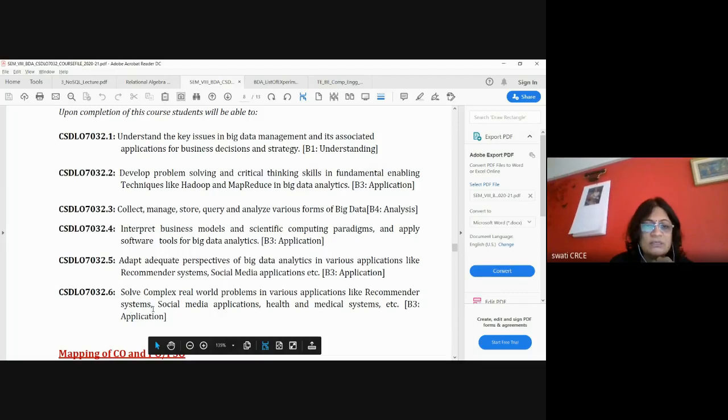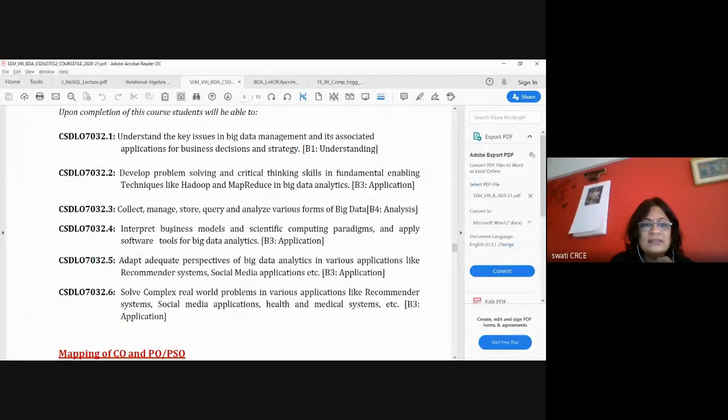The sixth CO is some high level learning where I'm saying that my students will be able to solve complex real world problems. So identify a group and do the mini project. Your mini project will be any application, such as a recommender application or social media application, or health, medical, or any particular domain, where you are doing some analytics using big data tools. Here we are learning about tools in the fourth, where the tools in the ecosystem are introduced, such as Hive and Pig.